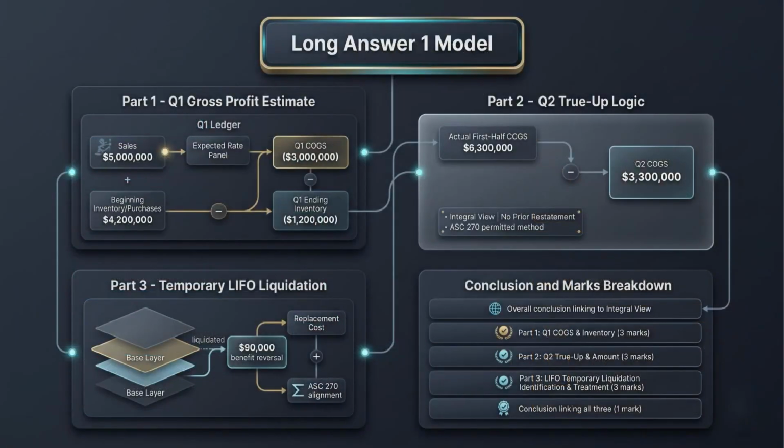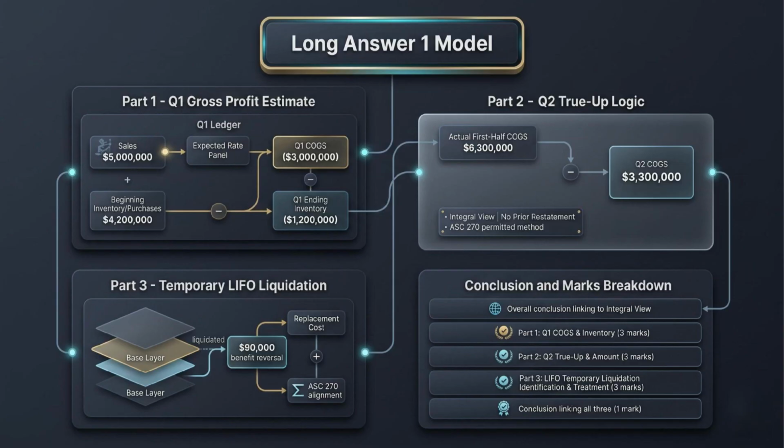The Q1 gross profit estimate starts with $5 million of sales and an expected gross profit rate of 40%. So the cost ratio is 60%. Q1 cost of goods sold is $3 million. Ending inventory is beginning inventory plus purchases of $4,200,000 minus cost of goods sold of $3 million, giving $1,200,000. For Q2, first half actual cost of goods sold is $6,300,000.